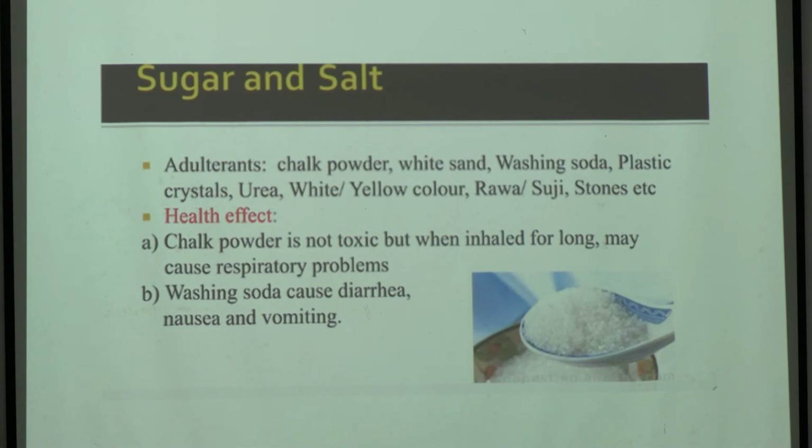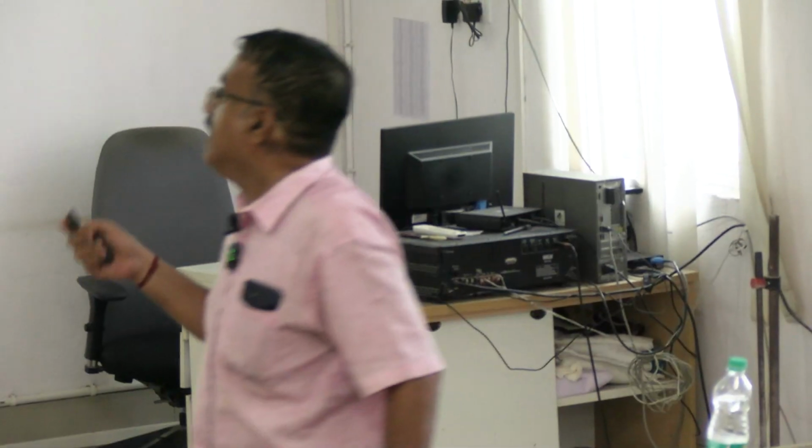Sugar and salt. Again here, the common adulterants are chalk powder, white sand, washing soda, plastic crystals, white urea, and rava suji. Chalk powder is not toxic, but when inhaled for long, it can cause severe respiratory problems. Washing soda causes diarrhea, nausea and vomiting. So you can see how unscrupulous people are adding all this for their benefit, maybe knowing or not knowing the possible side effects.